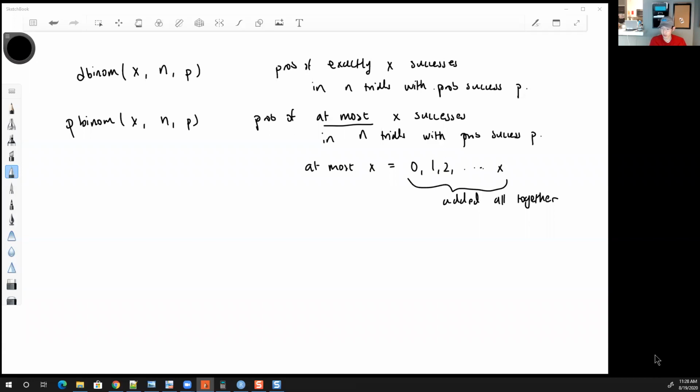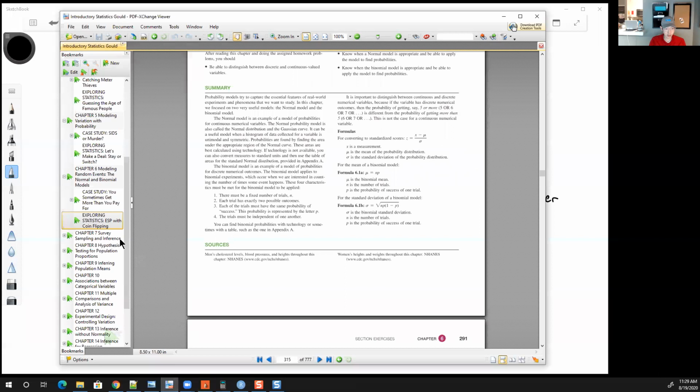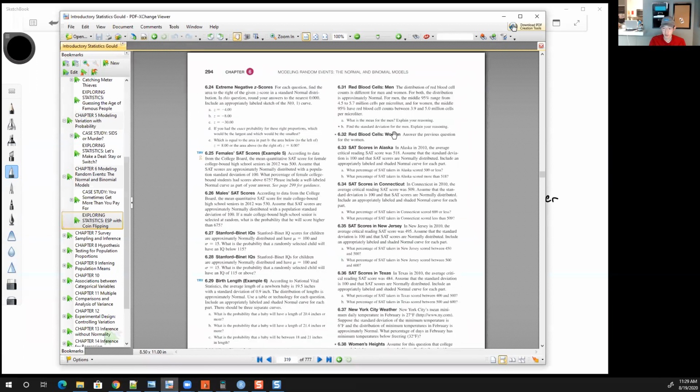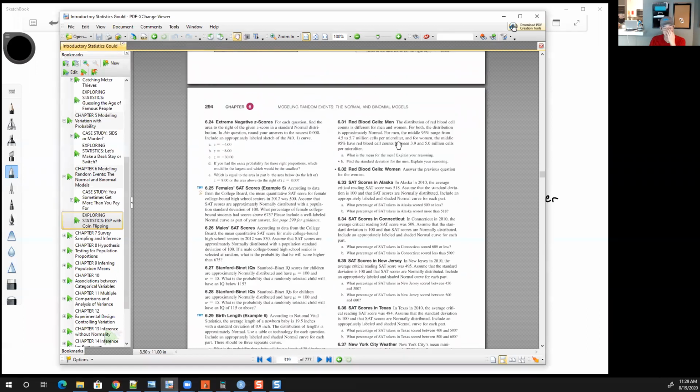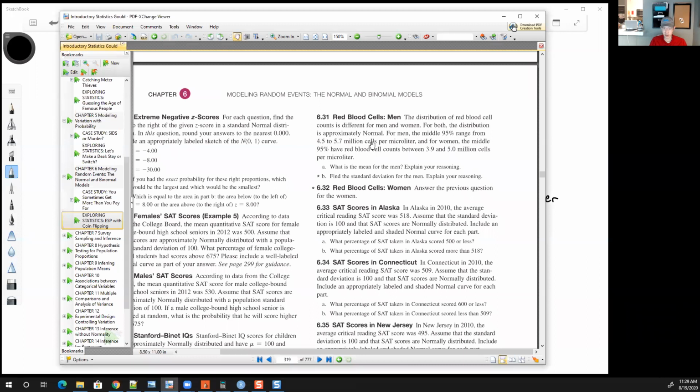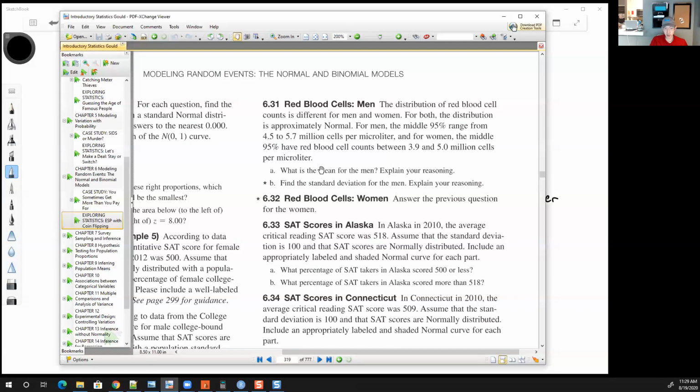Question 631, red blood cells. Sure, let's take a look at that. All right, a normal distribution question. It says the distribution of red blood cell counts is different for men and women. I didn't realize that. For both, the distribution is approximately normal. For men, the middle 95% range from 4.5 to 5.7 million cells per microliter. And for women, it's this and this. What is the mean and what's the standard deviation?